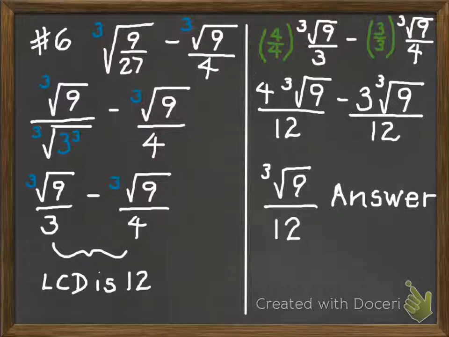So now we have two like radicals in our numerators, but one of the fractions has a denominator of 3 and the other of 4. So these are not like fractions. And when we combine radicals or fractions, we need like radicals and like fractions. So first we need to get a lowest common denominator. The lowest common denominator of 3 and 4 is 12.